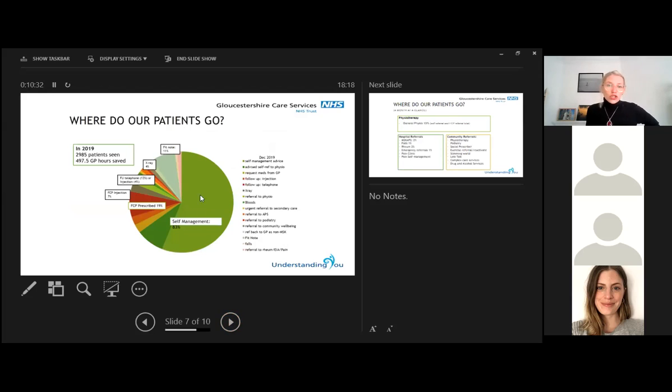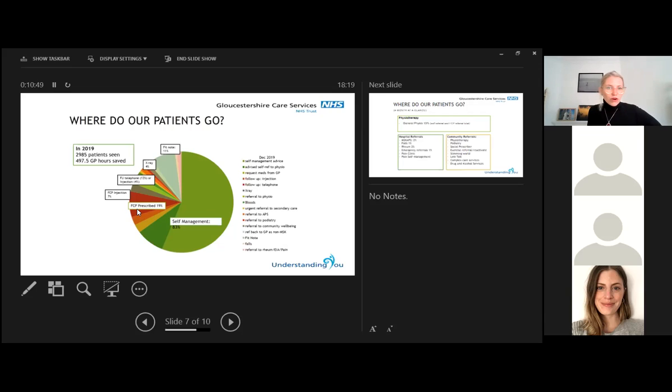So you can see that that big green area is all self-management. So once we've seen the patients, most of them go to be self-managed. There are a couple, there's very minor there, that get imaging. So 4% of them get some X-rays. But you can see that we're doing lots of other things.